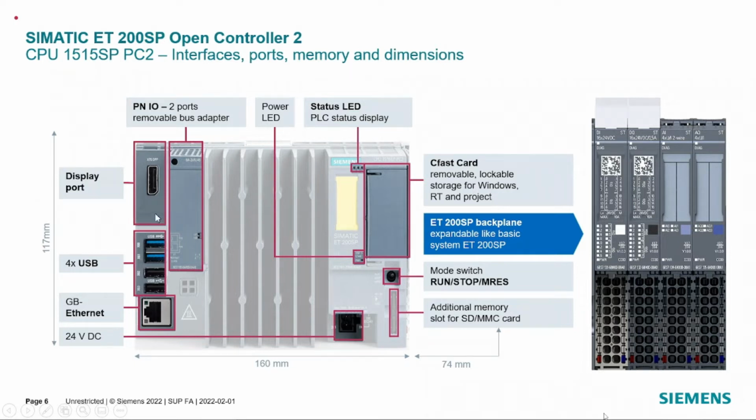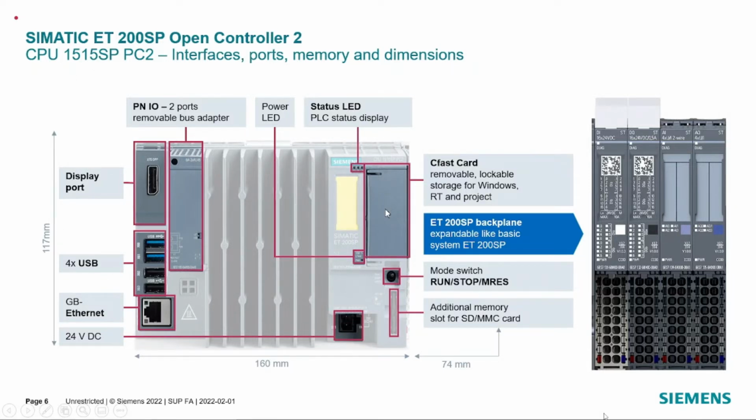This is the display port. In this display port you can directly connect a screen, and there are USB ports also to connect a mouse, keyboard, or a pen drive as per your requirement. Then there is a gigabit Ethernet port, and the 24-volt power supply can be connected here. In between there is a heatsink, a power LED and a status LED, and behind this flap the CFast card is residing. The flap can be removed and you can remove the CFast card.